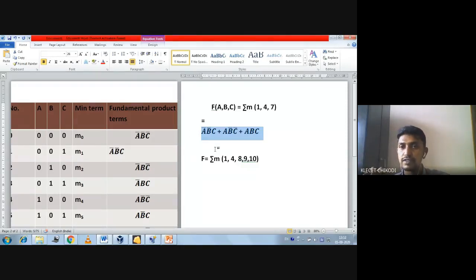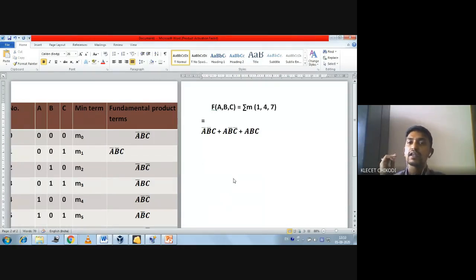Is that clear? If you consider A, B, C, D, you can write this canonical form using 4 input variables A, B, C, and D. Now let's restrict to 3 itself. We'll see in the upcoming classes how to write the expression for 4 input variables. Is that clear now?